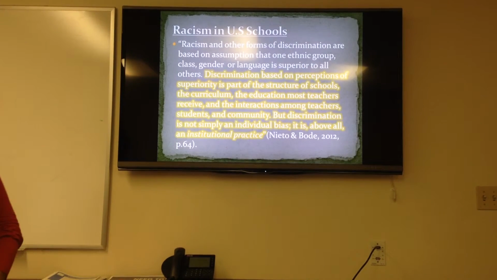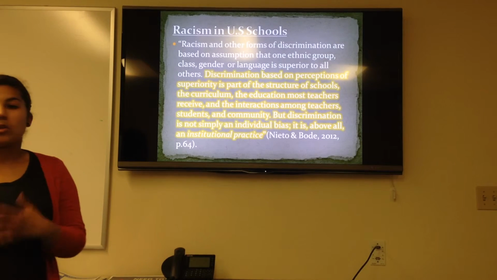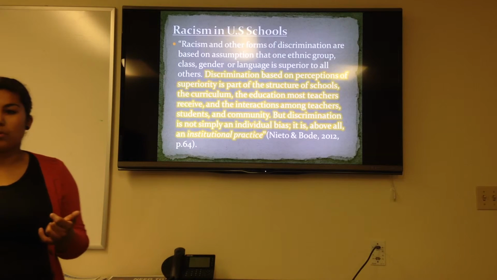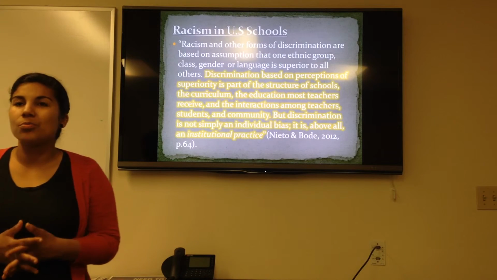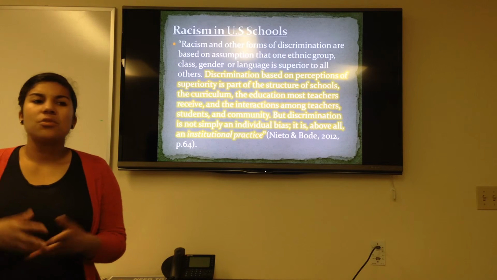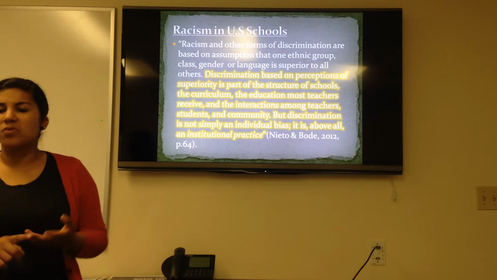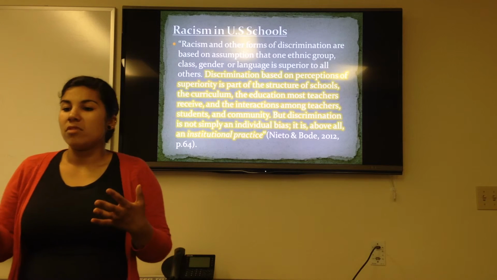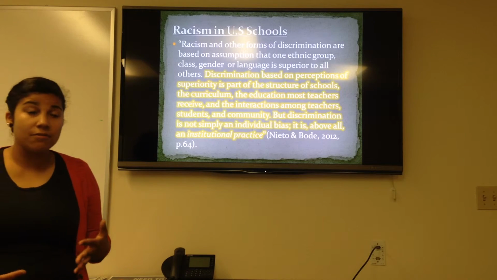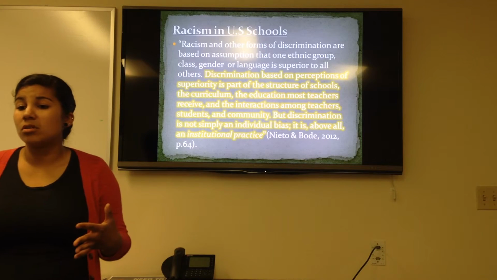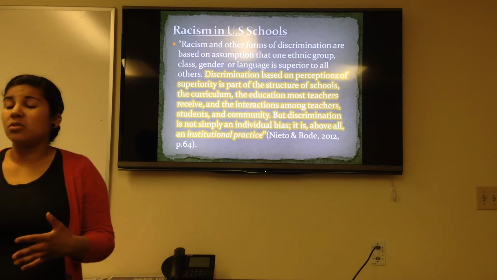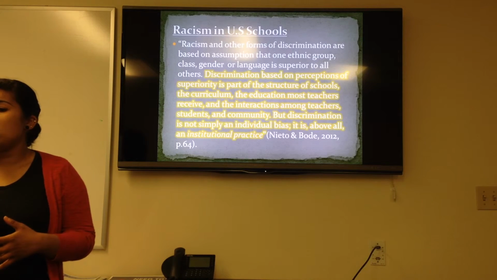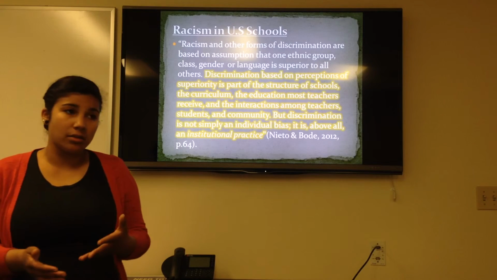Racism in U.S. schools. Racism and other forms of discrimination are based on the assumption that one ethnic group, class, gender, or language is superior to all others. Discrimination based on perceptions of superiority is part of the structure of schools, the curriculum, the education most teachers receive, and the interactions among teachers, students, and community. But discrimination is not simply an individual bias. It is above all an institutional practice.